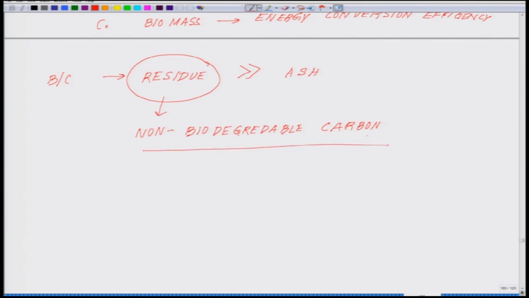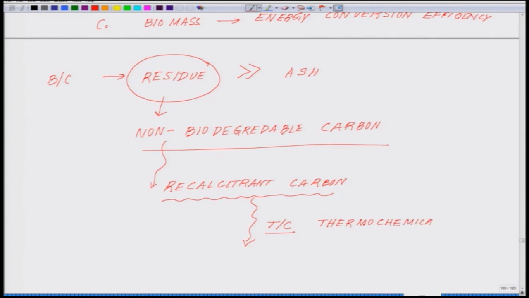After whatever has been derived out of it, this residue will be greater than the ash content. Essentially, what it is representing is the recalcitrant carbon, which cannot be degraded further biologically, but could be burned during thermochemical conversion. So, whatever you are getting as the residue is basically called recalcitrant carbon, and this material could be further processed thermochemically. TC, just remember, is the thermochemical conversion I am talking about. So, you can again break this bond through the thermochemical route, and you can use this energy.